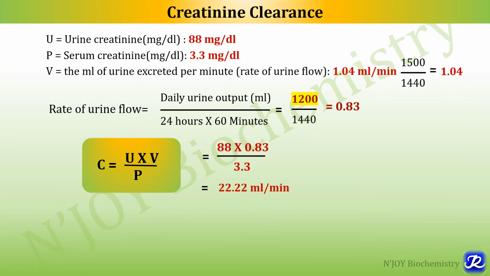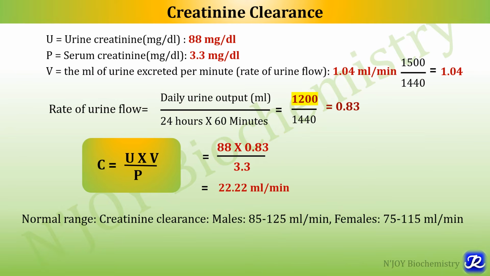So now putting all the values in the formula, urine creatinine, that is 88, multiplied by rate of urine flow 0.83, divided by serum creatinine, that is 3.3, we get creatinine clearance as 22.22 ml per minute. The normal range is, in males 85 to 125 ml per minute, in females 75 to 115 ml per minute. So here in this case creatinine clearance is decreased.